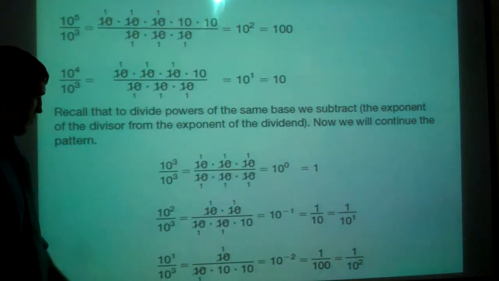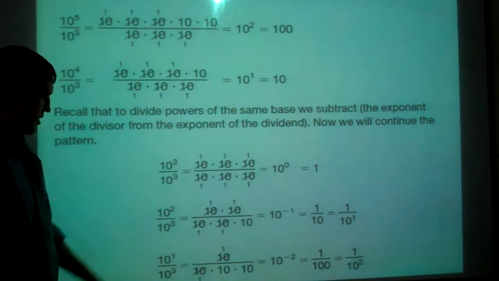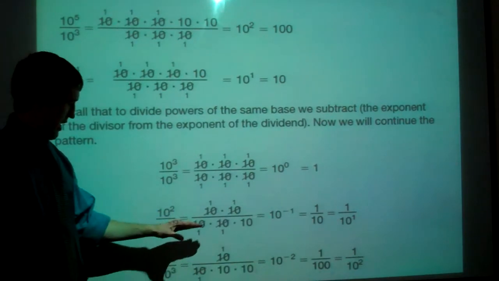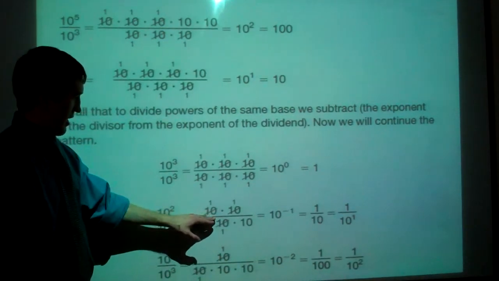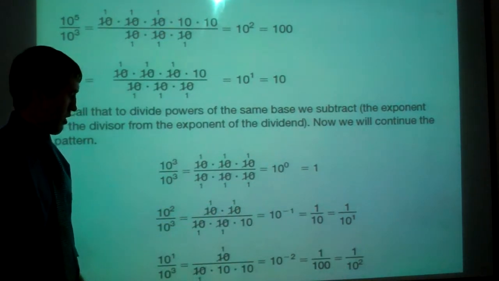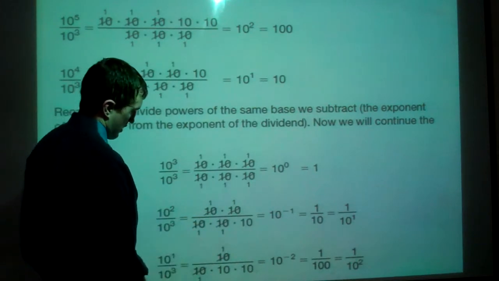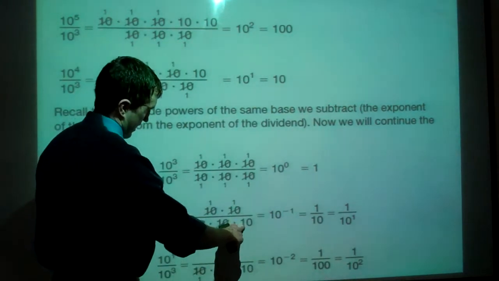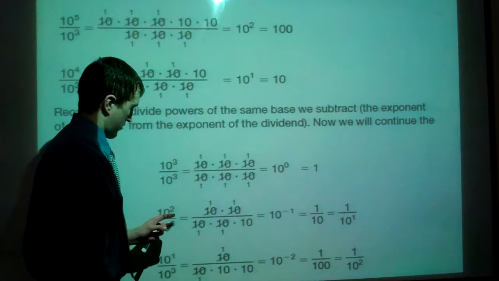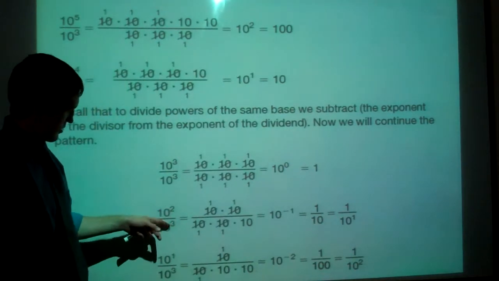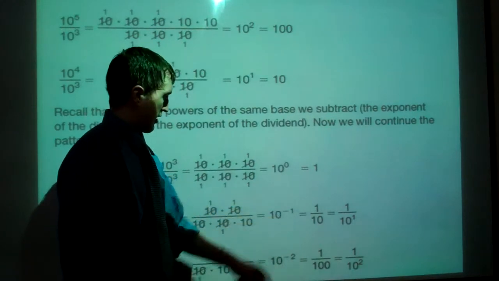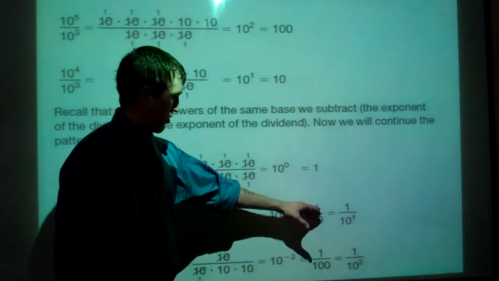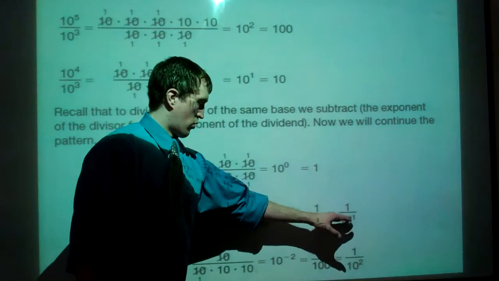So what happens now if we have 10 to the 2nd over 10 to the 3rd? Well, you've got 2 tens up here and 3 down here. So you've got nothing left up here except for 1s. So 1 times 1, and then 1 times 1 times 10. So if we subtract the exponents, 2 minus 3, we get a negative 1. So we can conclude that 10 to the negative 1 is 1 over 10, or 1 over 10 to the 1st power.